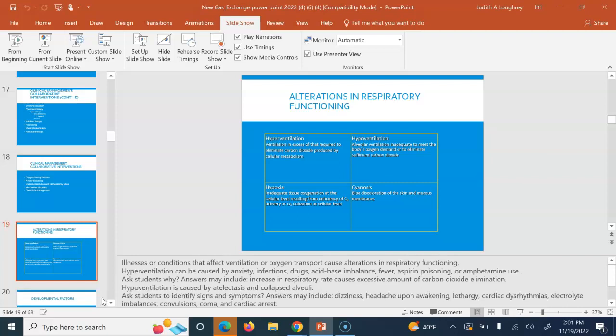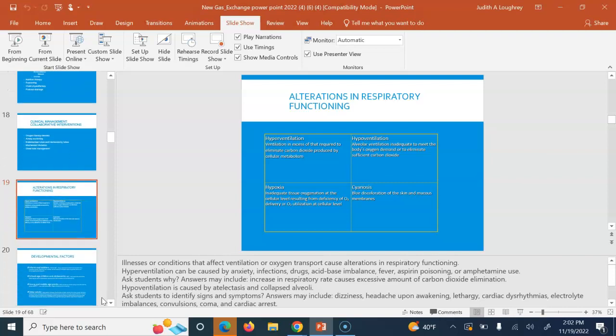Alterations in respiratory functioning. There's hyperventilation, which is ventilation in excess of that required to eliminate carbon dioxide produced by cellular metabolism. Hypoventilation is alveolar ventilation inadequate to meet the body's oxygen demand or to eliminate sufficient carbon dioxide. Hypoxia is inadequate tissue oxygenation at the cellular level resulting from deficiency of oxygen delivery or oxygen utilization at the cellular level. And cyanosis is a blue discoloration of the skin and mucous membranes.